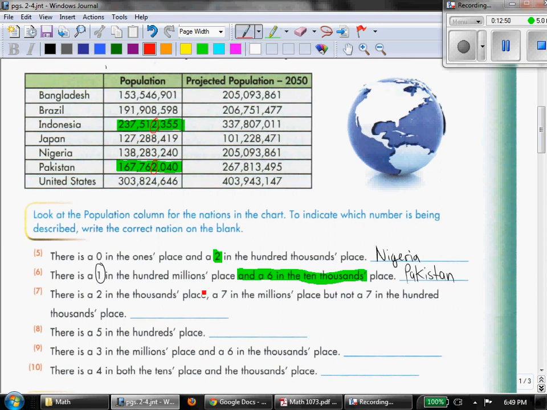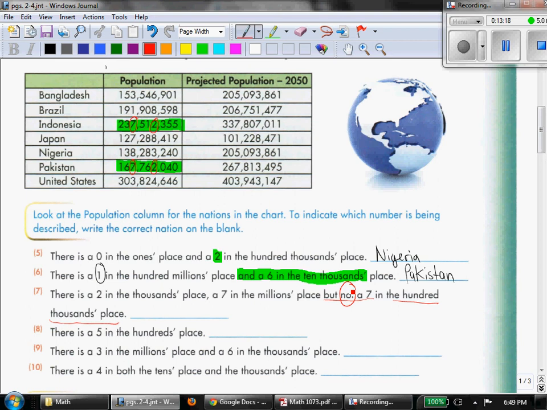Now there needs to be a 7 in the millions place. So that's ones, tens, hundreds, 1,000, 10,000, 100,000, million. Okay, so this one has a 7 in the, they both have a 7 in the millions place. And then it says, but not a 7 in the 100,000th place. Not a 7, right?